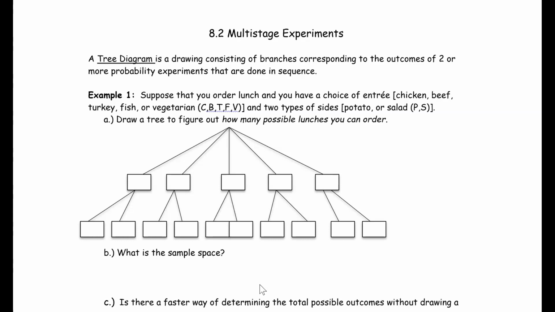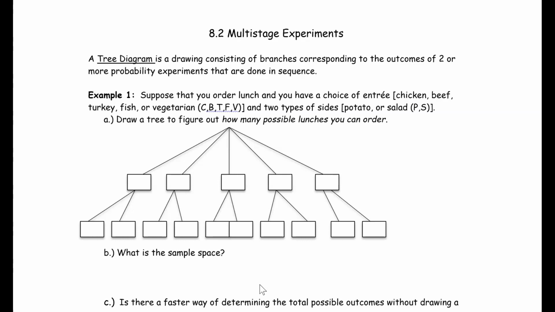So with example 1, suppose you order lunch and you have a choice of entree. You've got 5 choices: chicken, beef, turkey, fish, or vegetarian, and we're just going to abbreviate. And then 2 types of sides: potato or salad. Draw a tree diagram to figure out how many possible lunches you can order.